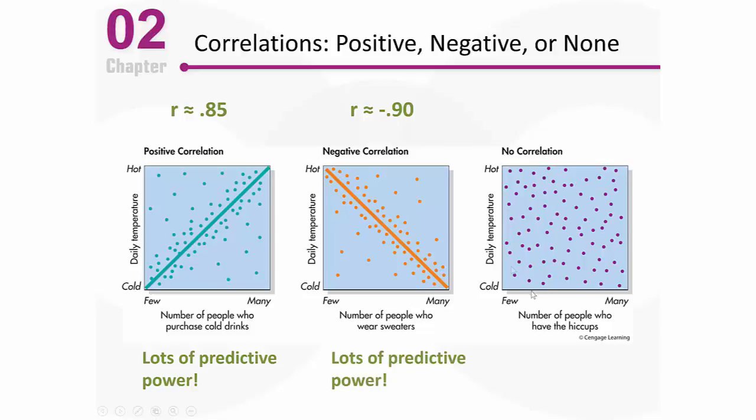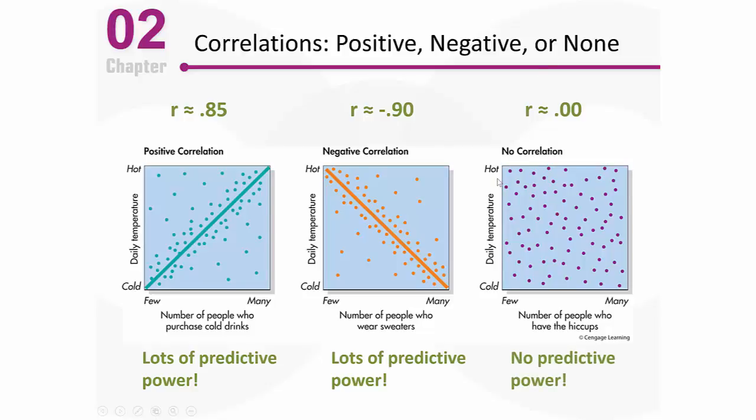Now look at how this scatter plot is showing essentially no type of trend. This would be an example of essentially no relationship at all. This is the relationship between the temperature outside again, but now the number of people who have hiccups. And there's no theoretical reason for us to believe that those two things would be related. And in fact, if we took all this data and we crunched the numbers, we're likely to find a correlation approximately equal to 0. No relationship at all. And if there's no relationship at all, I have no predictive power.